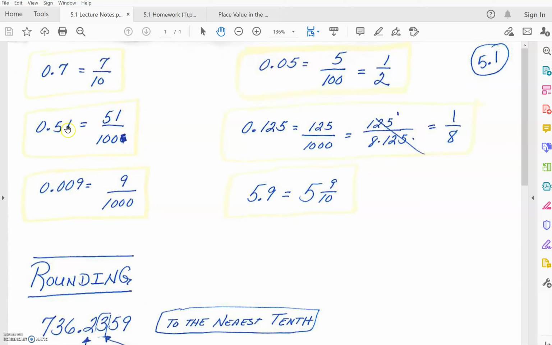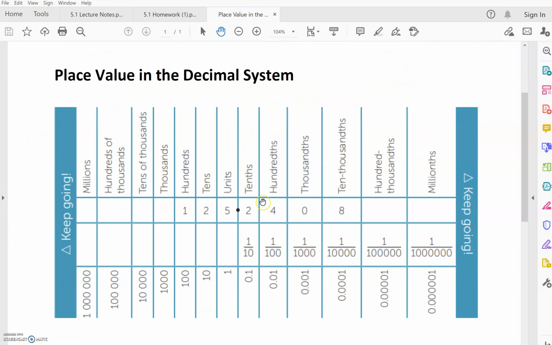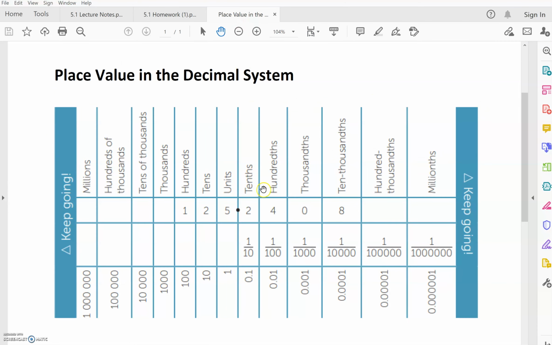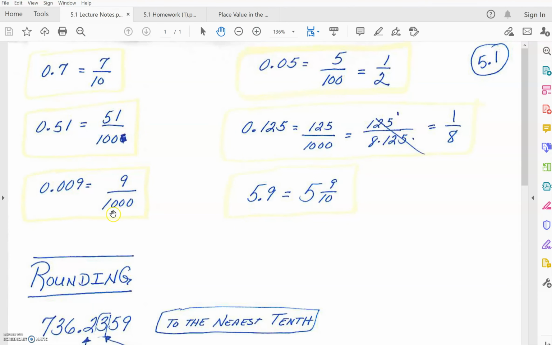Same with the 0.51. We know the 51 will go into the numerator, and depending on how many digits will determine what will go in the denominator. If we have 2 digits, we know it's 100, so that will be the hundredths. And we cannot reduce that fraction down any further. Same with this 0.009. So we know we write the 9 in the numerator, and we have 3 digits to the right. So if I look at that, 1, 2, 3, that's a thousandths place. So we know 1,000 will go in the denominator.